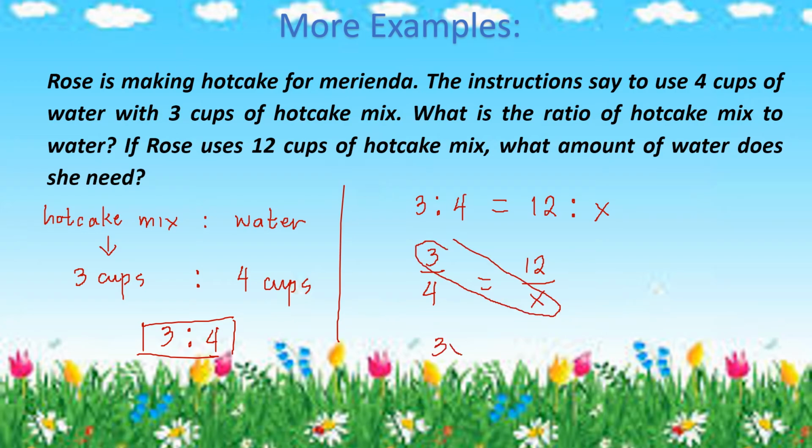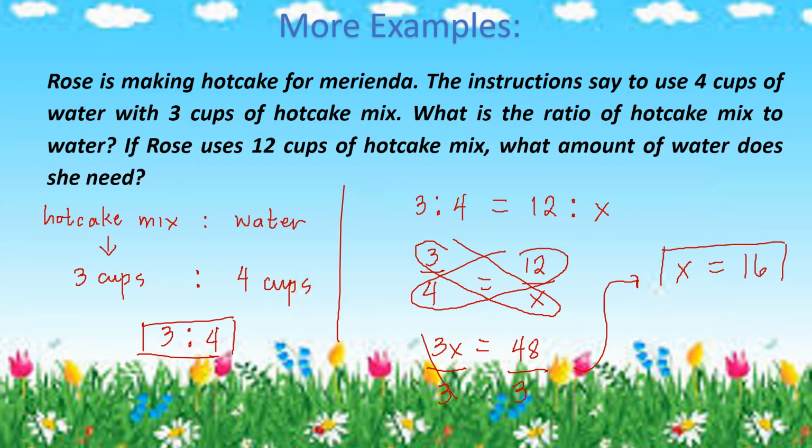3x is equal to 12 times 4, 48. To solve for x, divide both sides by 3. Therefore, x is equal to 48 divided by 3, which is 16. Therefore, for 12 cups of hot cake mix, Rose needs to use 16 cups of water.